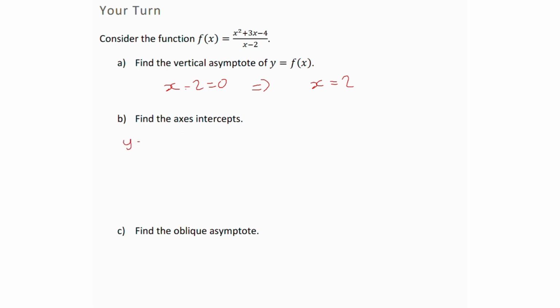The axis intercepts, let's find the y-intercept first. That is when x is equal to 0. So we get left with minus 4 over minus 2, which means the y-intercept is (0, 2).